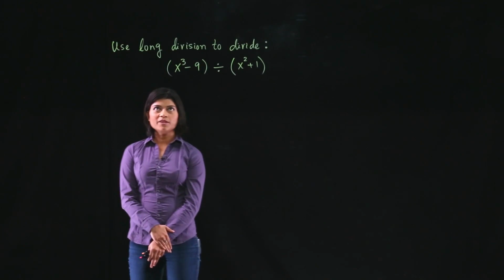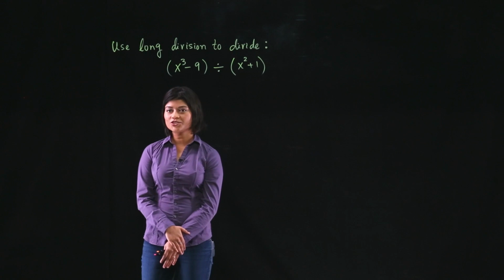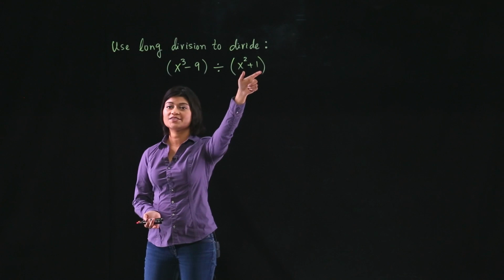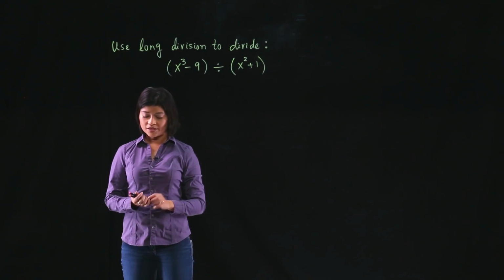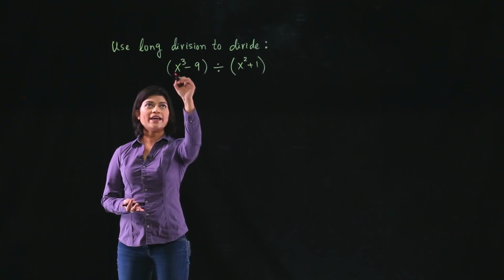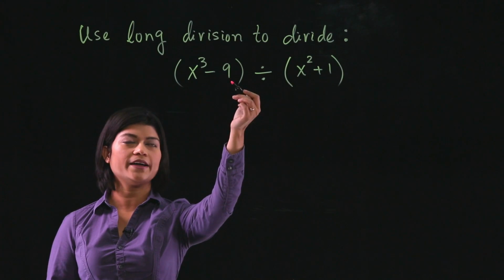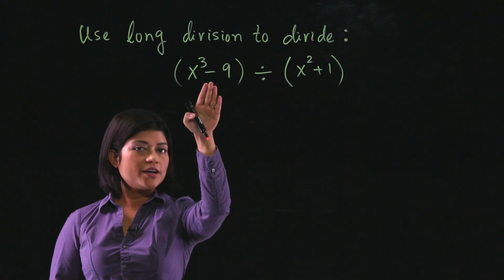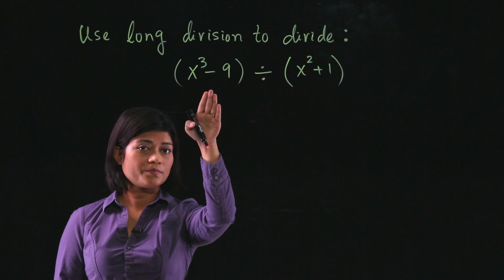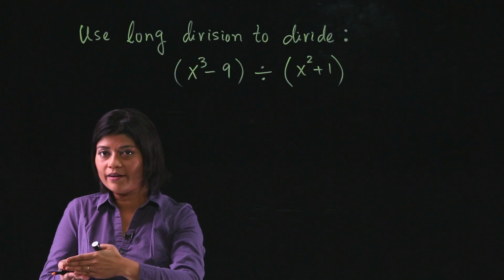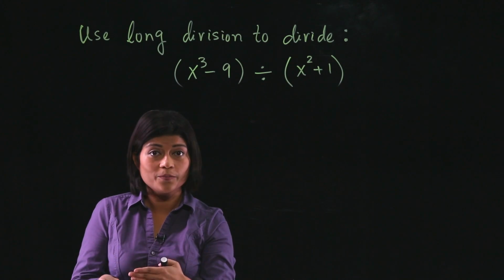Hi, I'm Papia. And in this problem, we are going to use long division to divide the polynomial x cubed minus 9 by x squared plus 1. So, in order to use long division, first look at the function x cubed minus 9 and note that there is no x squared term or x term. But that means that the coefficient of x squared and x term is 0.